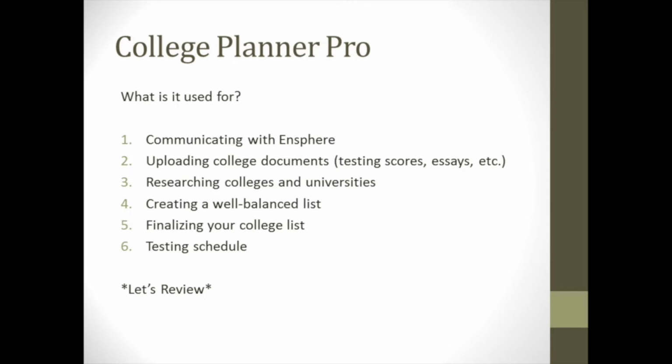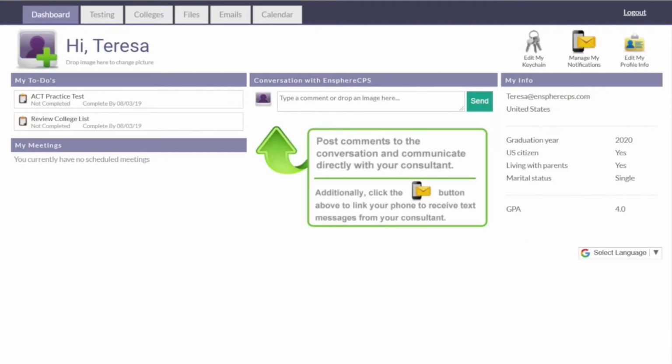So I thought it would be best to go over what exactly College Planner Pro looks like. When you look at College Planner Pro, you're going to log on to your dashboard. As you see here, it says, "Hello, Teresa," and you see 6 tabs at the top. You see Dashboard, which is the current screen that we are on. You see Testing, Colleges, Files, Emails, and Calendars.